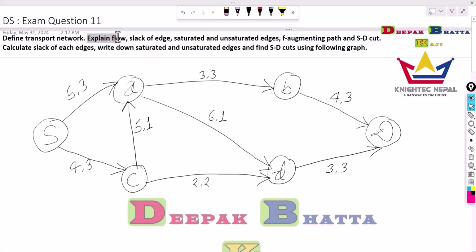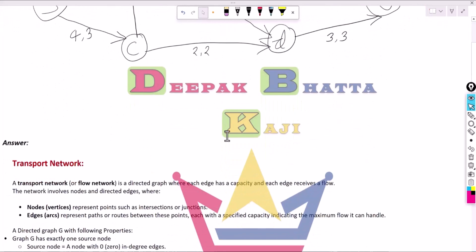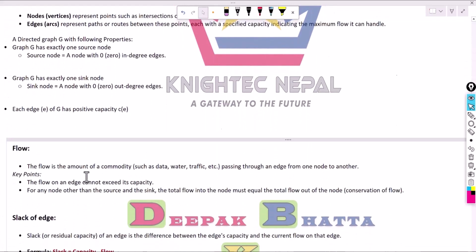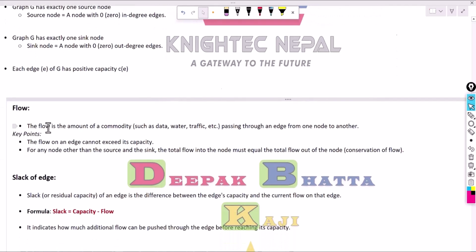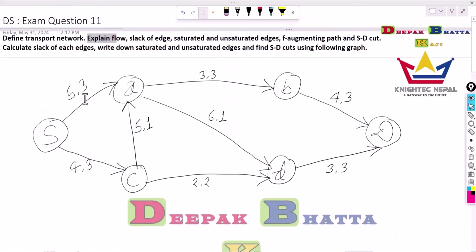Explain flow, slack of edge, saturated and unsaturated edge, F augmenting path, and S-D cut. So let us jump on to the next part of the question, that is flow. You need to explain this flow as the amount of commodities such as data, water, traffic, etc. passing through an edge from one node to another node. So here is the example.